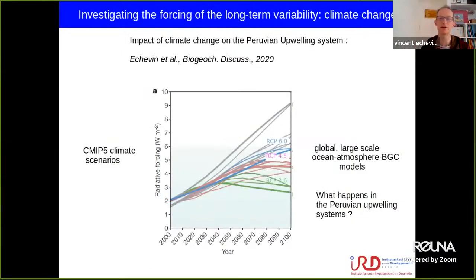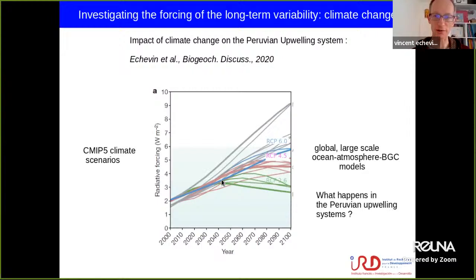Okay, so that was my first example. The second example is a study of the impact of climate change on the Peruvian upwelling system. I think you have all heard about these climate change scenarios. For instance, here is a plot representing the various radiative forcing of the different scenarios. So these are the CMIP5 climate scenarios.